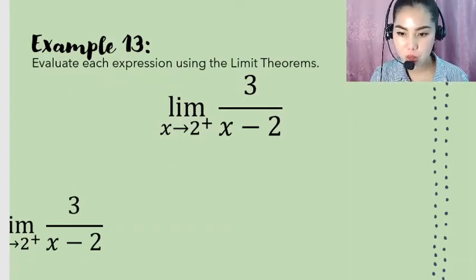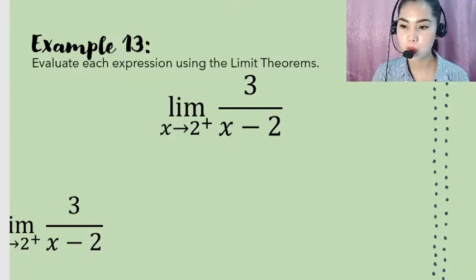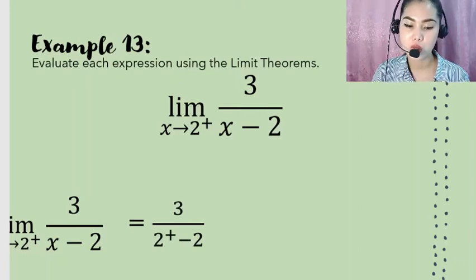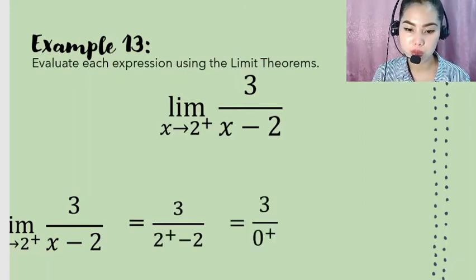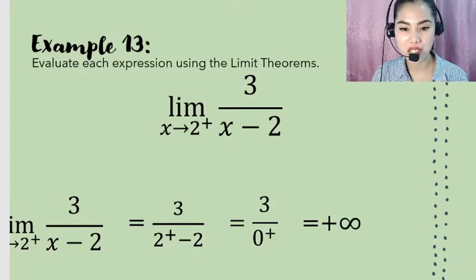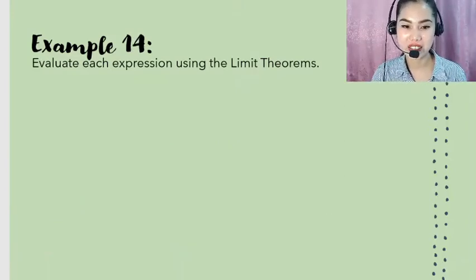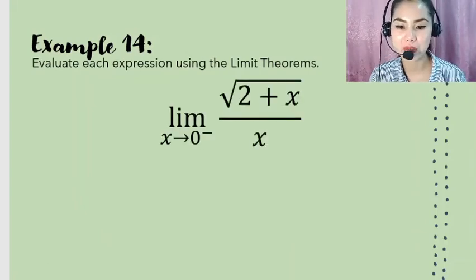Okay? It falls under the first case, wherein your answer would then have been this one. So you have the limit of 3 all over x minus 2 as x approaches 2 from the right. Substitute the value of x with 2. So we have 3 all over 0 from the right, which is positive infinity. Okay? Alright. Now, example 14.